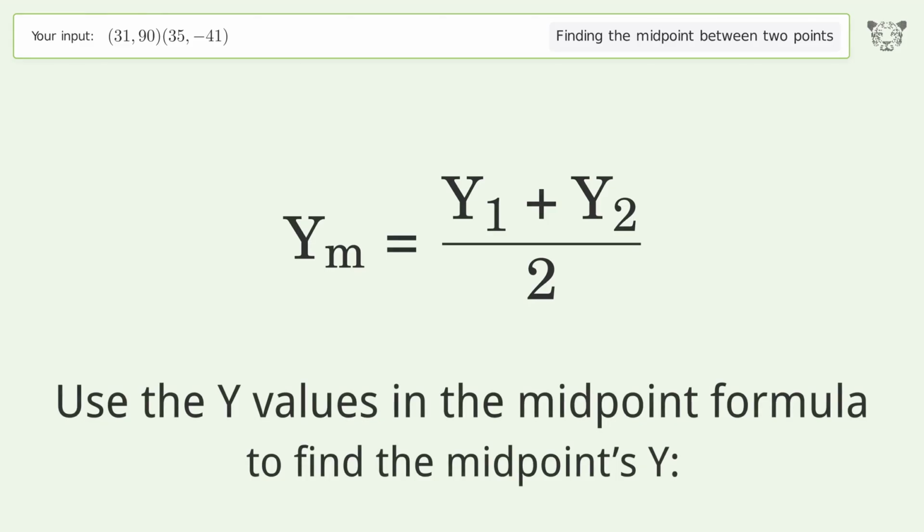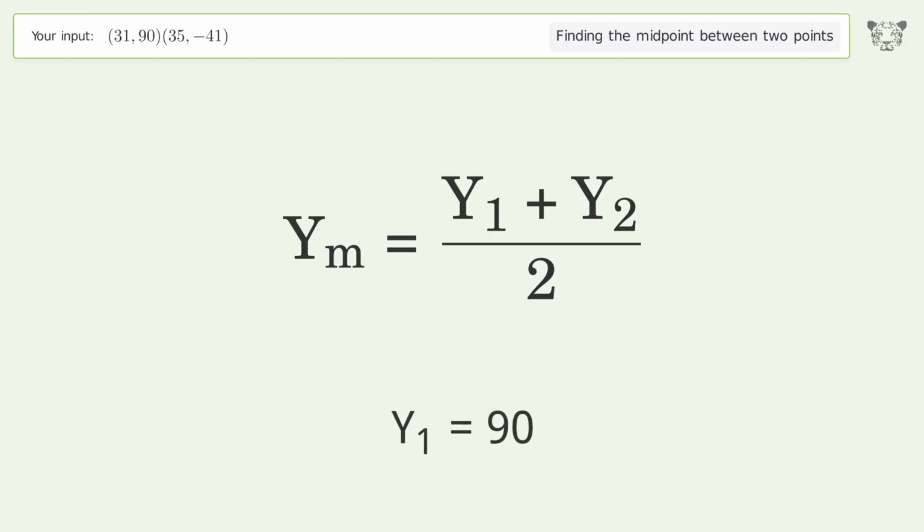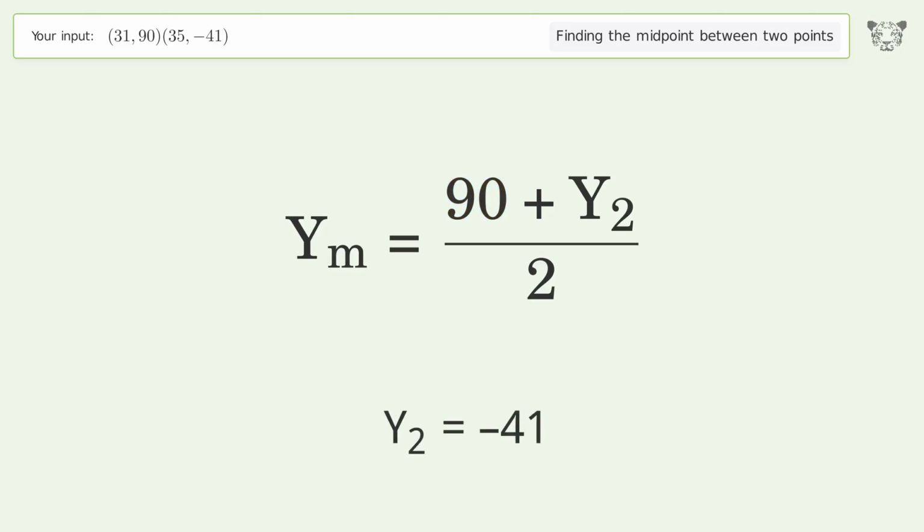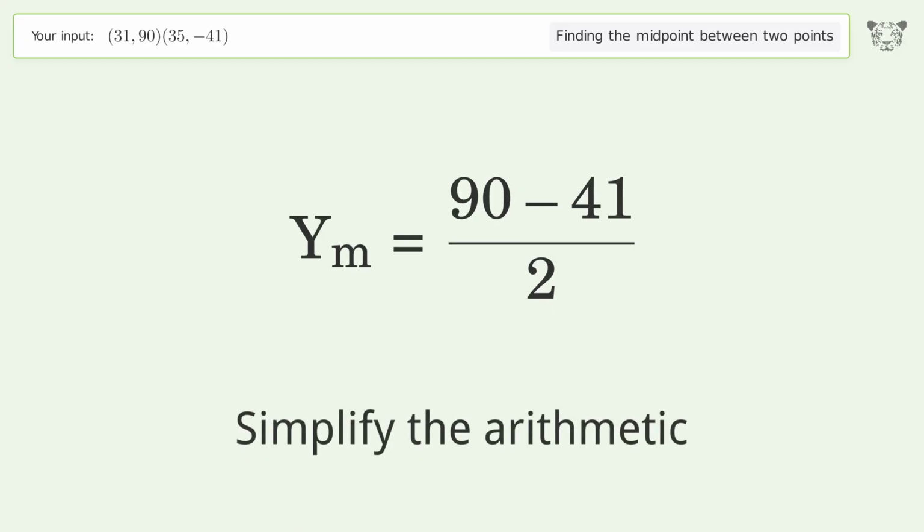Use the y values in the midpoint formula to find the midpoint's y. y1 equals 90. y2 equals -41. Simplify the arithmetic.